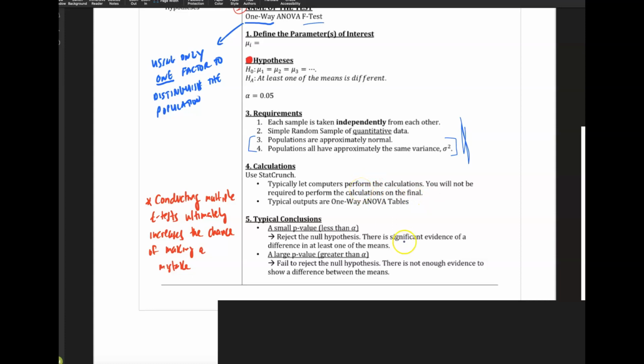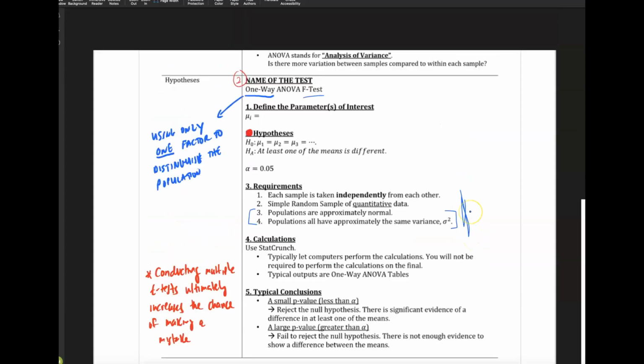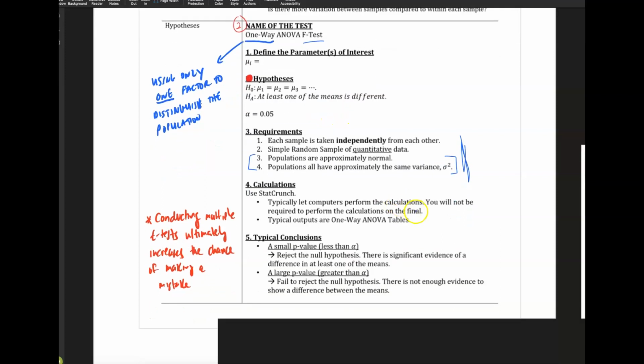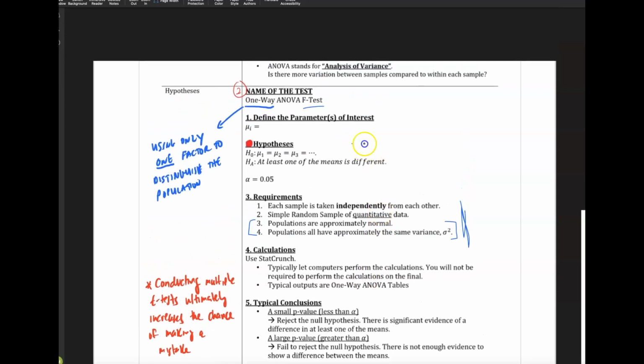And then we come to some typical conclusions here. Once you do the calculations, we'll look at a p-value of the test and what we'll call an F statistic, which we'll look at in the next piece. But again, we have those conditions: if the p-value is less than alpha or greater than alpha, we then reject or fail to reject. But it's important to acknowledge what we are actually testing. What are our null and alternative hypotheses? That's what we're trying to do.